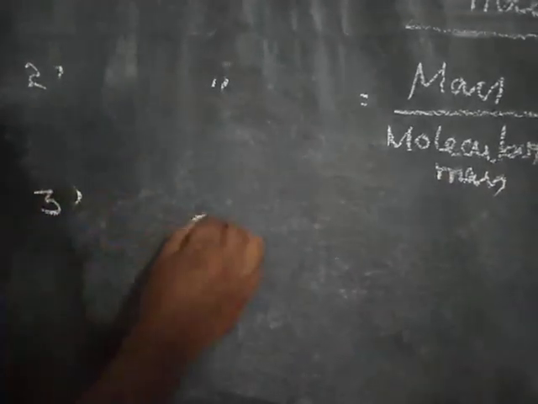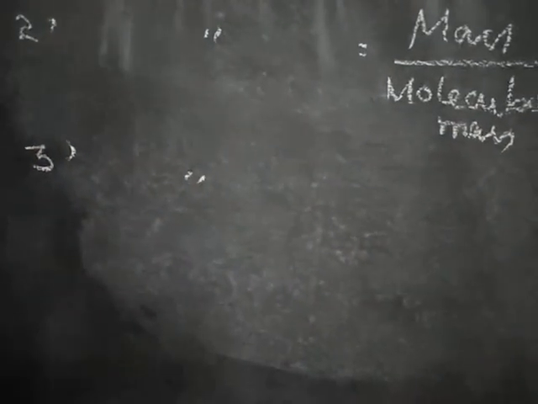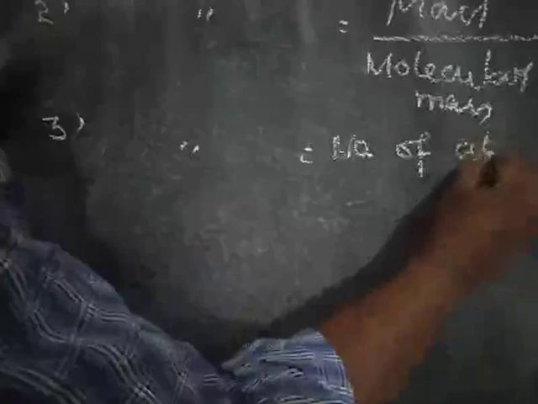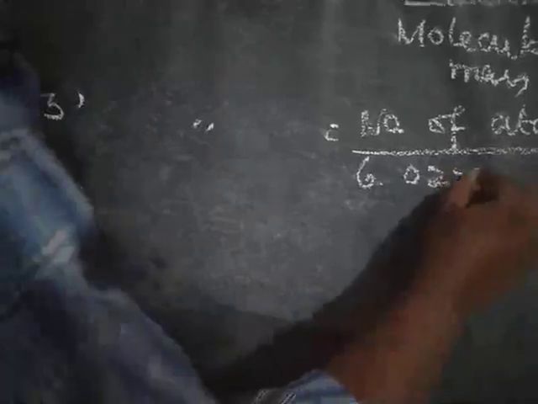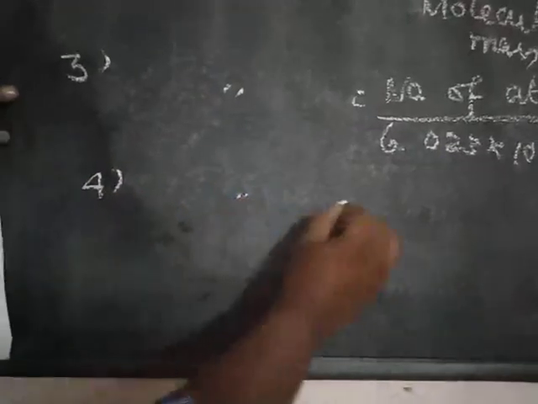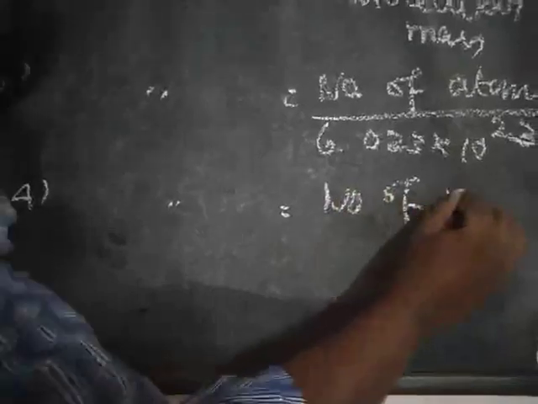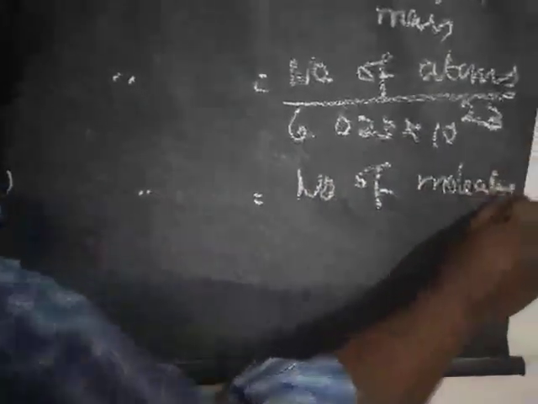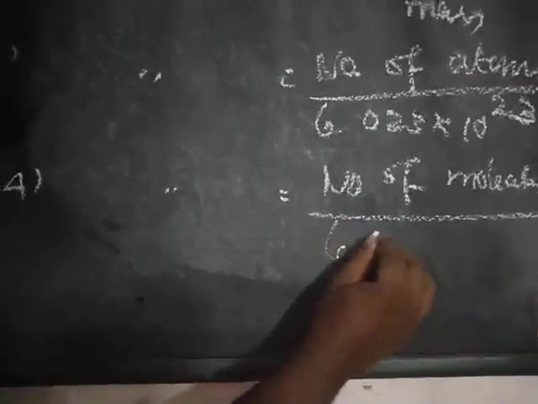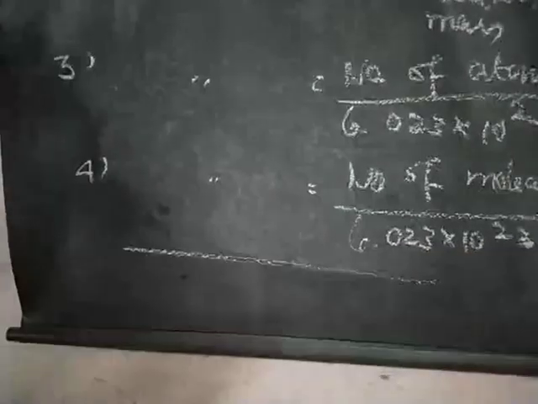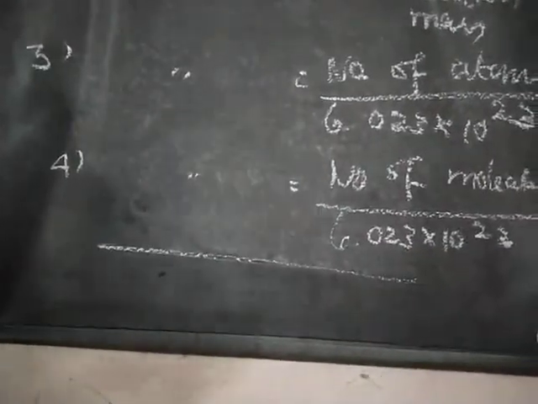Third one, number of moles is equal to number of atoms divided by 6.023 into 10 to the power of 23. Fourth one, number of moles is equal to number of molecules divided by Avogadro number, 6.023 into 10 to the power of 23. So there are 4 formulas used to find the number of moles.